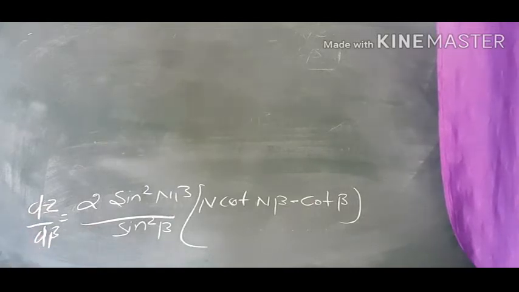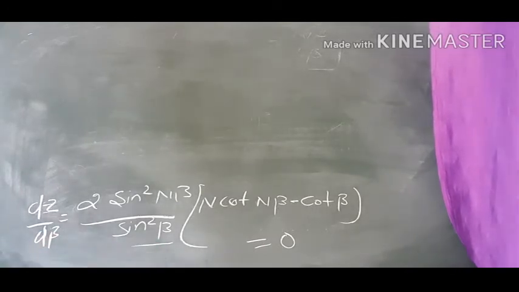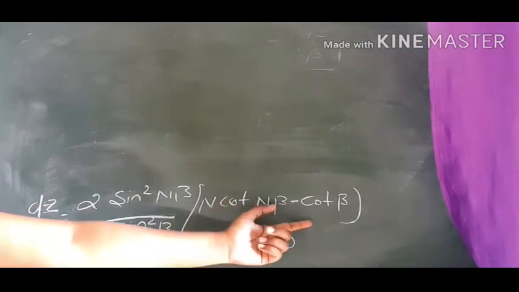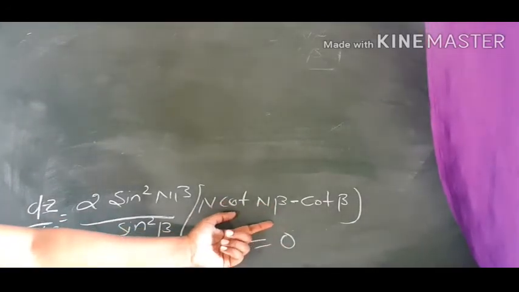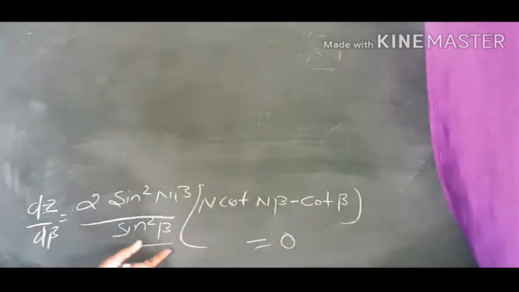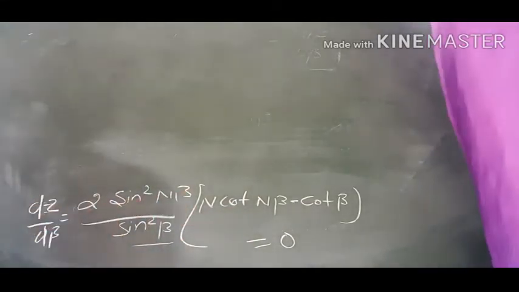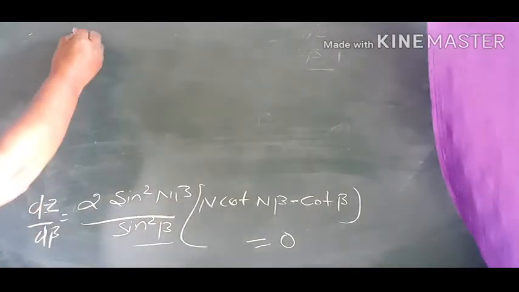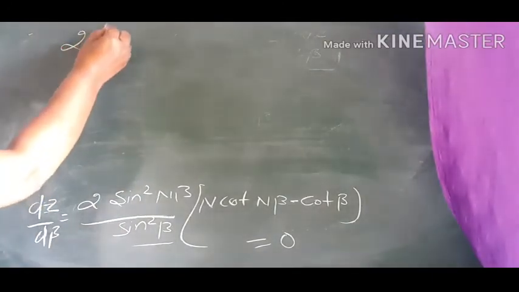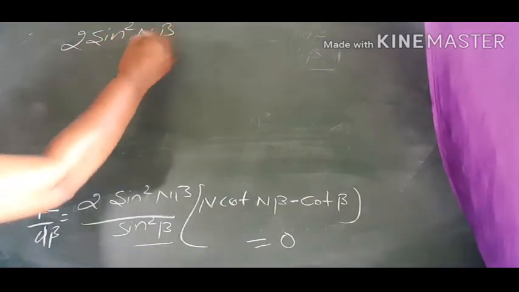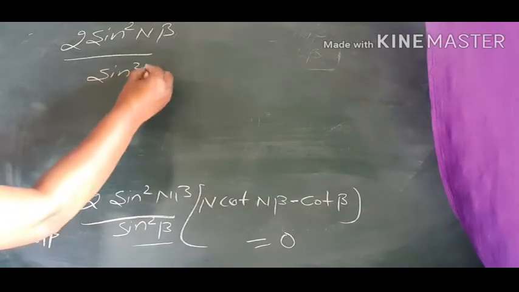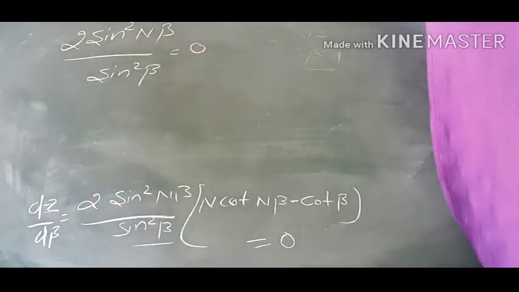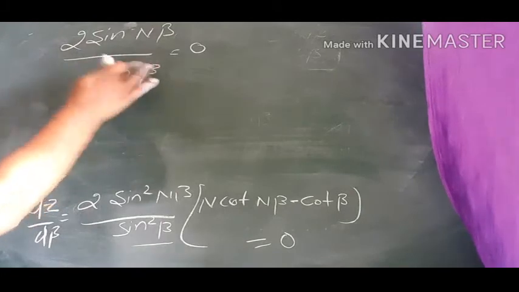Now for finding the maxima or minima, we have to equate this equation to 0. Okay, either this term is equal to 0 or this is equal to 0, but this term can't be equal to 0. Then this must be equal to 0. And 2 sine square n beta by sine square beta is equal to 0, or this is equal to 0.